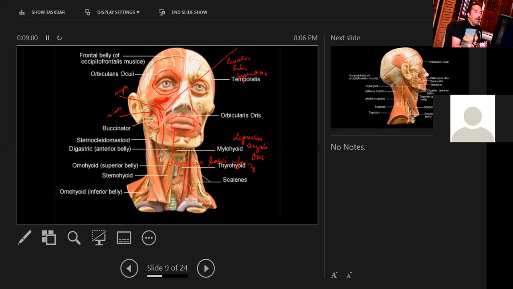Okay, right. So those are the muscles that I see here. Sternocleidomastoid again. And I can see the two infrahyoid muscles here. This is going to be the omohyoid. This is going to be your sternothyroid.